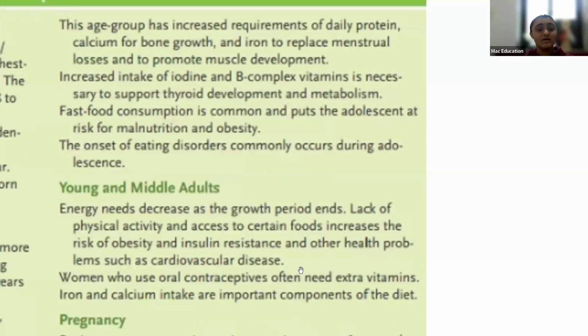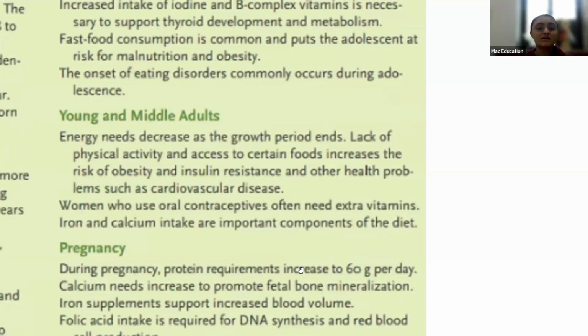Next is young and middle adults. So they are not adolescents, they are young adults. Energy need decreases as the growth period ends. We know after a certain age our growth stops. So now the energy needs decrease because the growth period has ended. Lack of physical activity and access to certain food increases the risk of obesity and insulin resistance and other health problems such as cardiovascular disease.